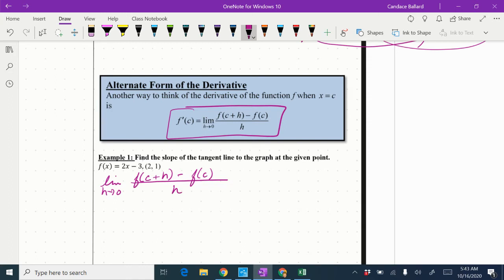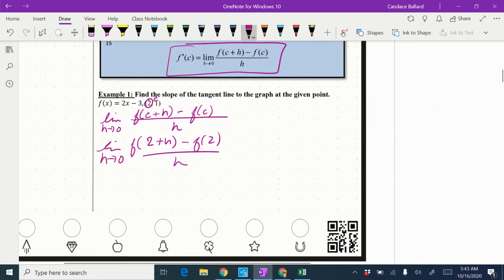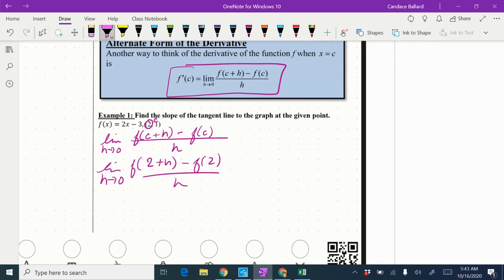So I'm going to plug in what I know. I know that my c value is this guy right there is c. So we have the limit as h approaches 0 of f of 2 plus h minus f of 2 all over h. What we basically did was write a set of instructions. This says plug 2 plus h into this function for x. This says plug 2 into that function for x. So let's follow those instructions.